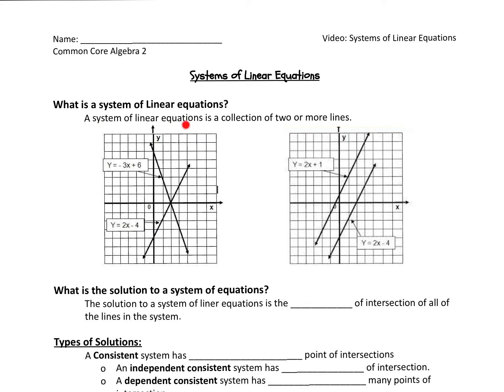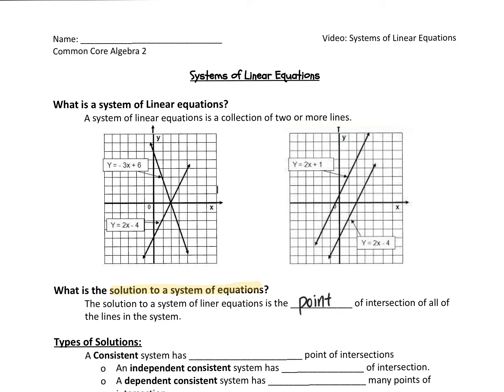A system of linear equations is a collection of two or more lines. So if you take a look at this example, we have one line going this way, we have another line going this way. And if you take a look at this example, we've got two lines going in the same direction. So a solution to a system of equations is the point of intersection between the lines in the system.